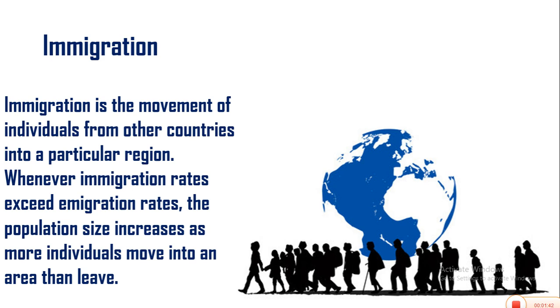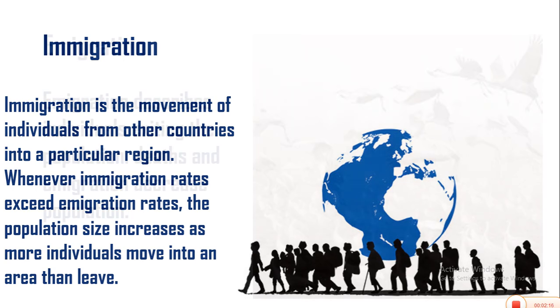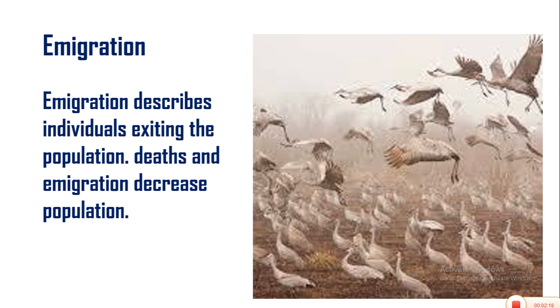Immigration is the movement of individuals from other countries into a particular region. That is the movement of people from a particular region to another region. That's immigration. When people move from a particular place into a different place, they are moving in. Whenever immigration rates exceed emigration rates, the population size increases as more individuals move into an area than leave. That is when more people move in than the number of people that move out of a particular area, the population size increases.